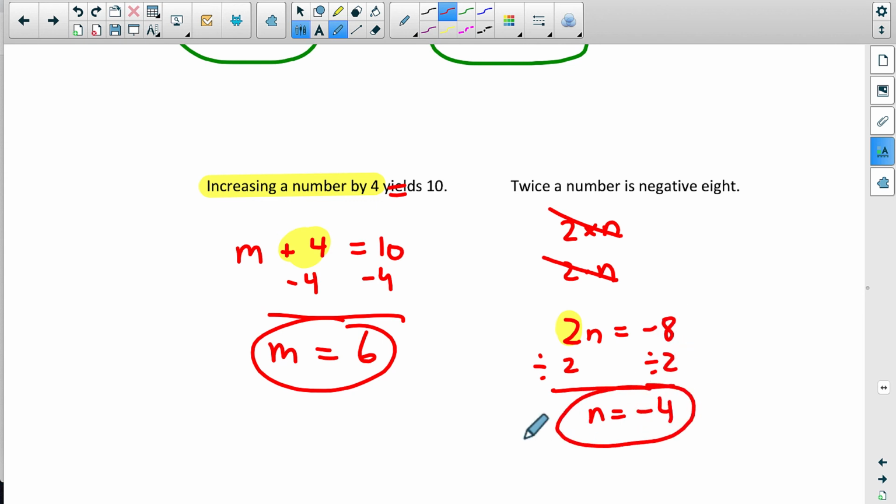There you go. That's the first step of solving algebraic equations. Next time we'll do questions with 2 steps. Good luck, everyone.